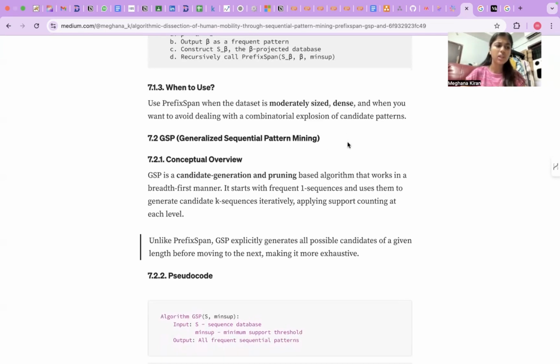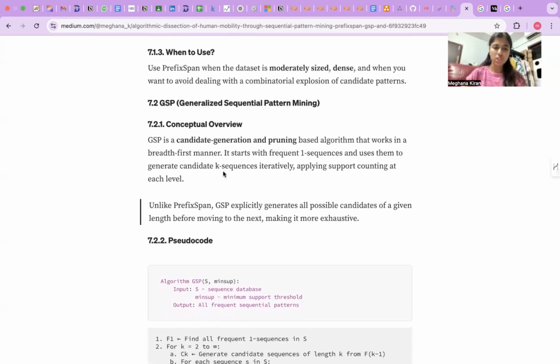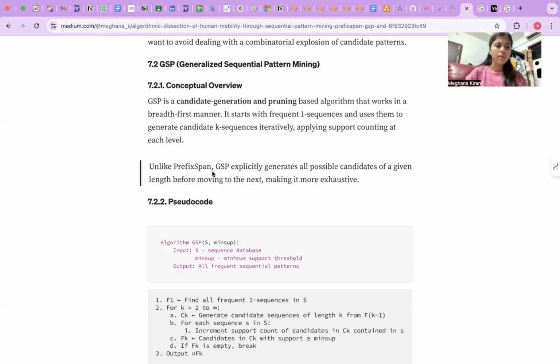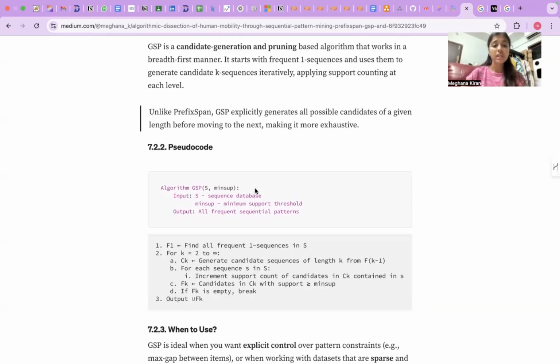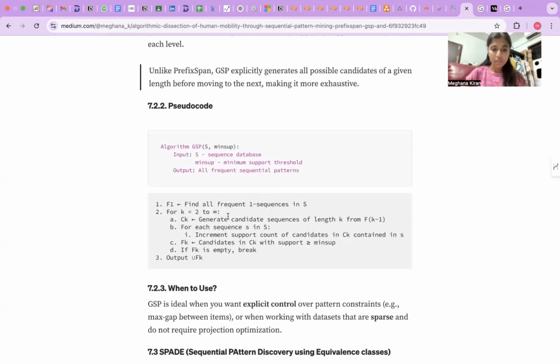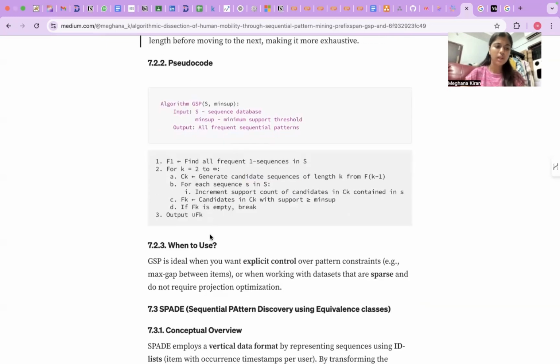And then we have the Generalized Sequential Pattern mining, which is known as GSP. This is a candidate generation and pruning based algorithm that works in a BFS manner. It was one of the earliest approaches for sequence mining, and it works a lot like the classic Apriori algorithm. It starts by identifying all the individual items that meet the minimum support. Then it generates candidate sequences of length 2 from these items and filters them based on the support. This process continues, generating longer sequences, filtering out infrequent ones, and repeating until no more candidates can be formed.